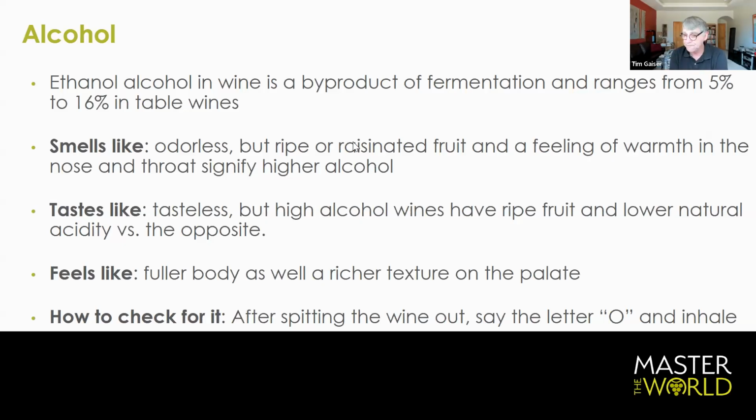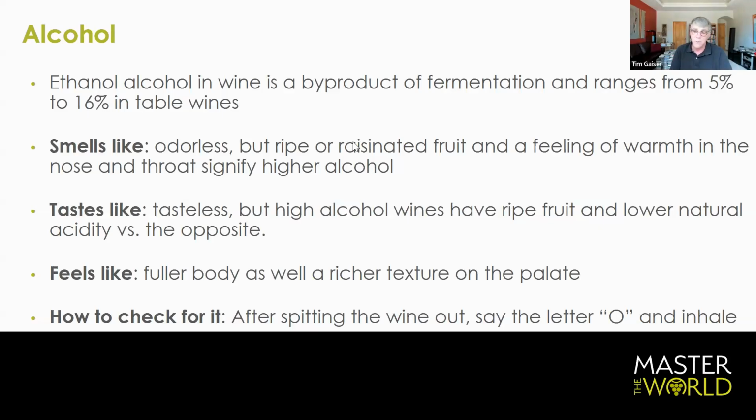Alcohol is next. So we're talking about ethanol. Okay. And the range of alcohol in wine is from 5% for Moscato d'Asti all the way up to 16% for something like Zinfandel or Petite Sirah or Amarone. Yep. And with everything in between. Table wines usually are between 13.5 and 14.5 now. That number seems to have settled down. It kept going up for a while.